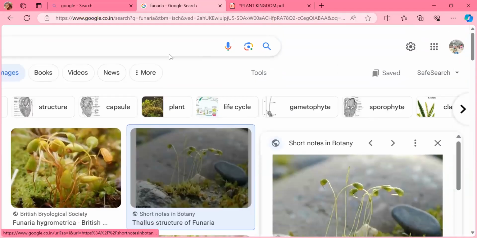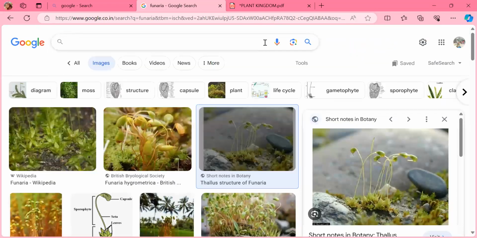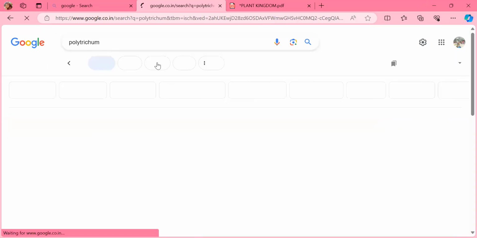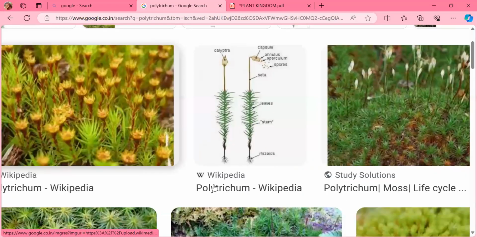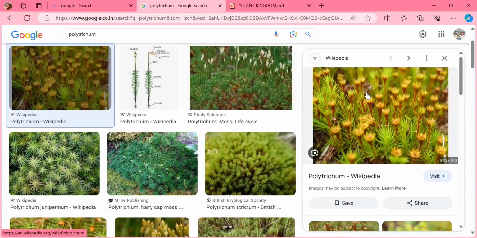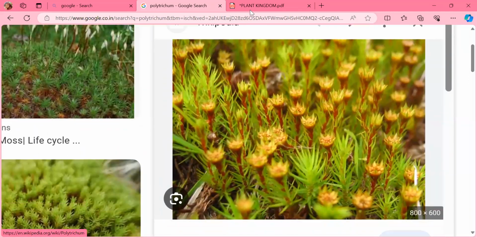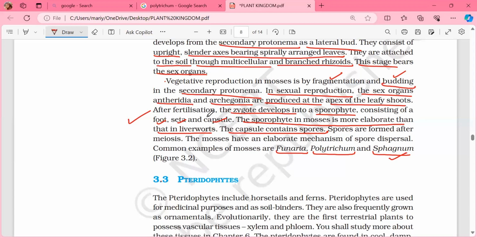Now, what is the other example of mosses? Polytrichum. Let's see Polytrichum. This is how a Polytrichum looks. So this is Polytrichum. With this we have completed bryophytes. Any doubts up till now?